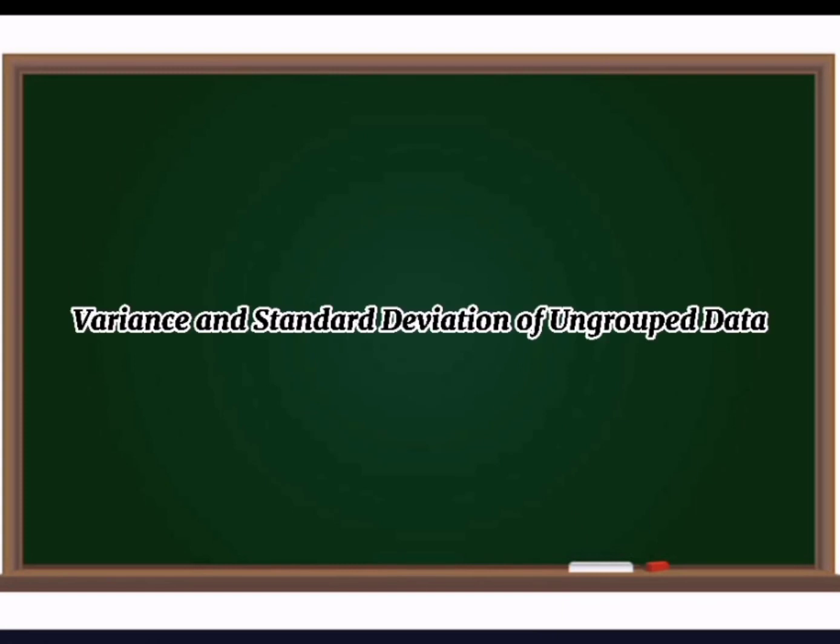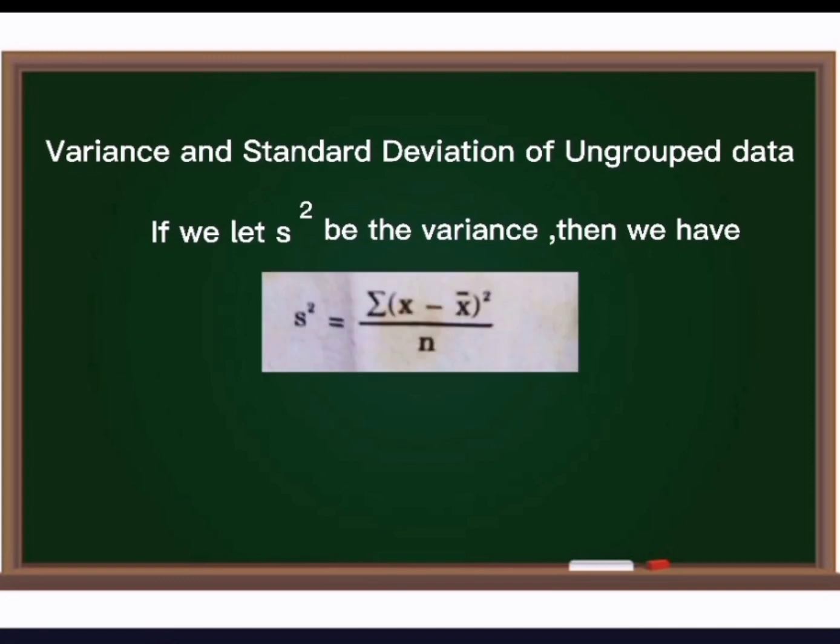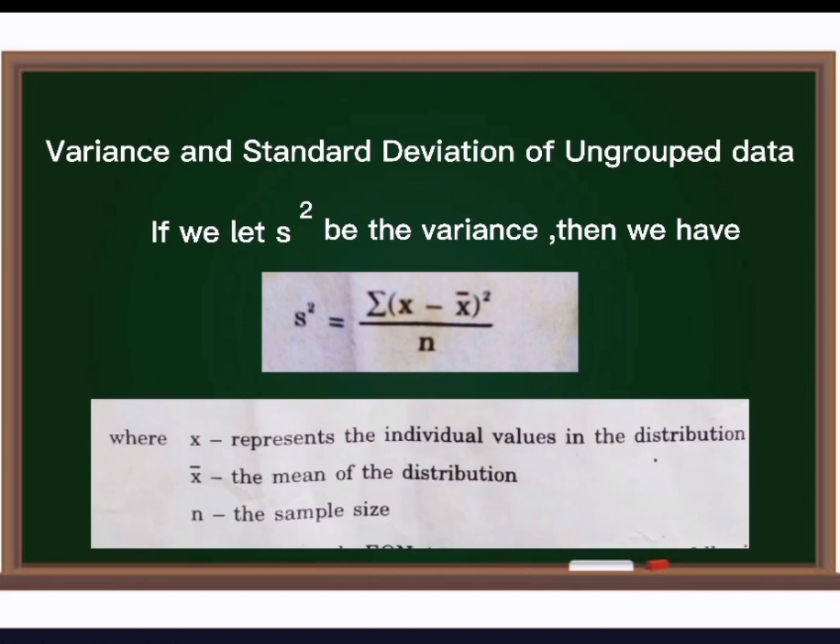I will be discussing variance and standard deviation of ungrouped data. If we let s squared be the variance, then we have variance is equal to summation of x minus x bar quantity squared over n, where x represents the individual values in the distribution, x bar is the mean of the distribution, and n is the sample size.